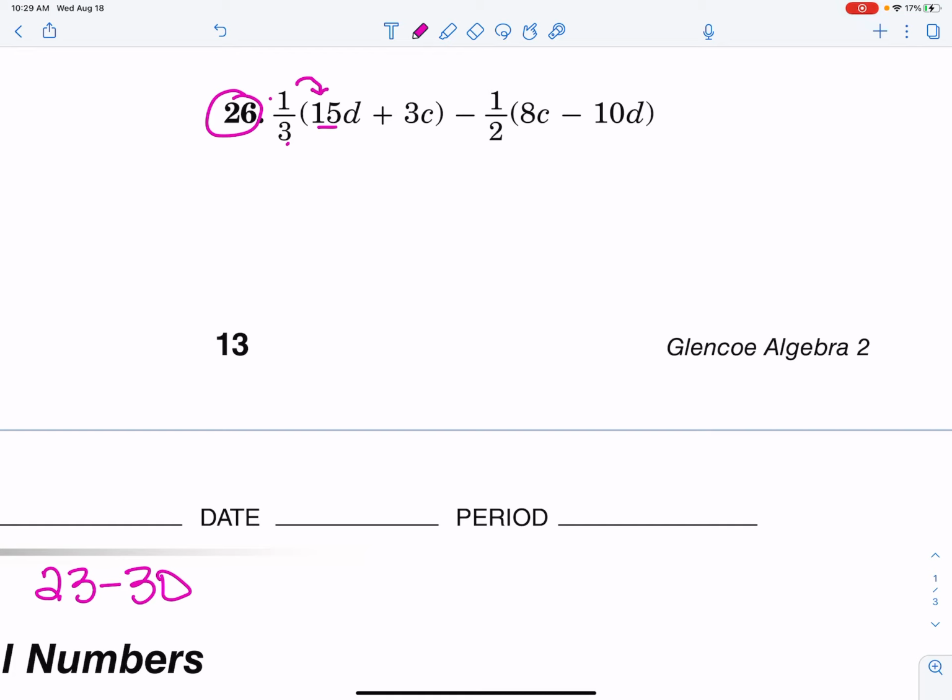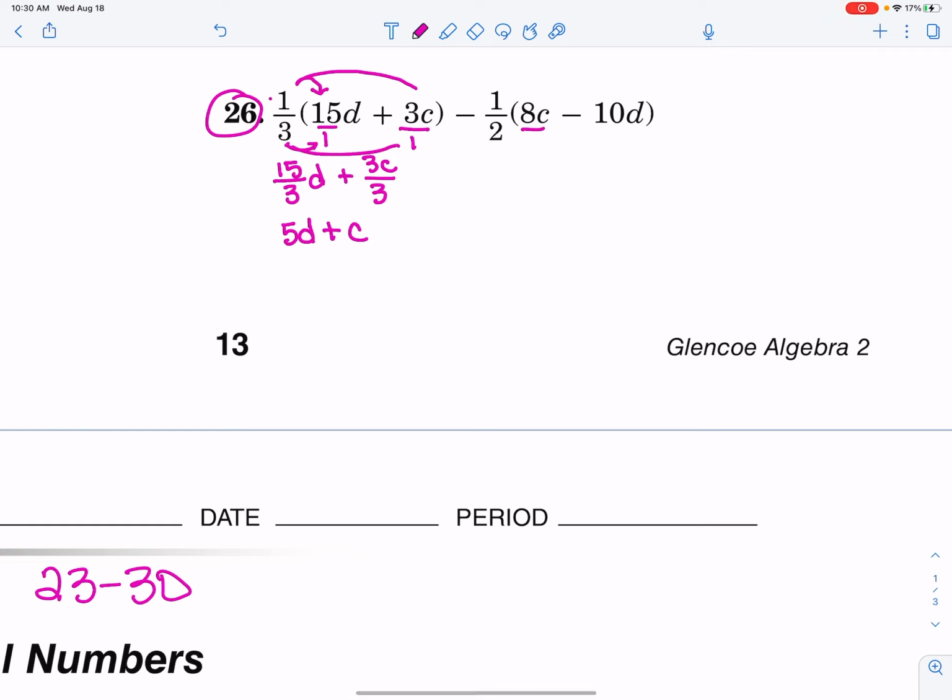5d times 1 is 5d. Another way you could think about it is we could just put that over 1. 1 times 15 is 15. 3 times 1 is 3. And 15 divided by 3 reduces to 5d. Okay. Same thing here. We could place this over 1 so that we would have positive 3c over 3, and that gives us positive c.